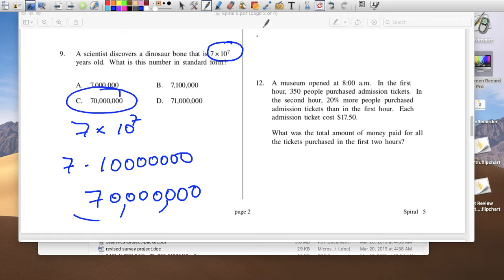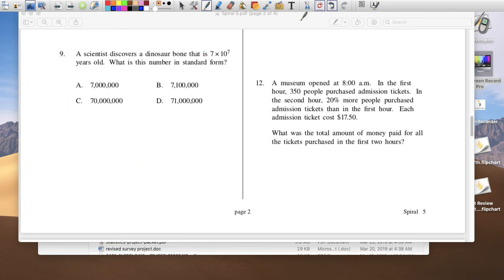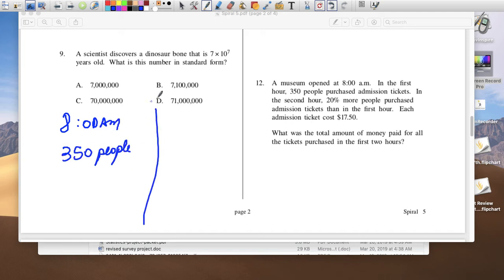C. A museum opened at 8 a.m. In the first hour, 350 people purchased tickets. In the second hour, 20% more people purchased. So let me write this. At 8 a.m., there were 350 people, in that first hour. And then in the second hour, from 8 a.m. to 9 a.m., 350 people showed up.